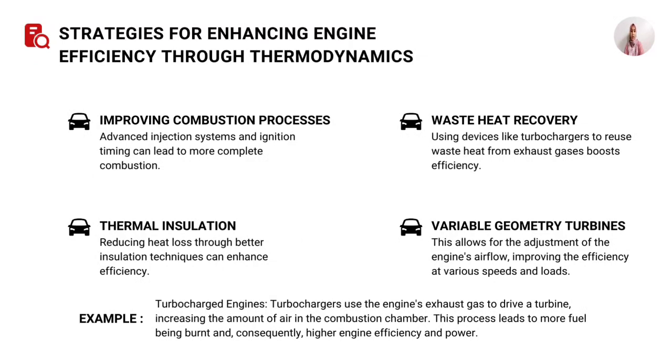And the last one is variable geometry turbines. This allows for the adjustment of the engine's airflow, which improves the efficiency at various speeds and loads. For example, turbocharged engines: turbochargers use the engine's exhaust gas to drive a turbine, increasing the amount of air in the combustion chamber, and this process leads to more fuel being burned and consequently higher engine efficiency and power.